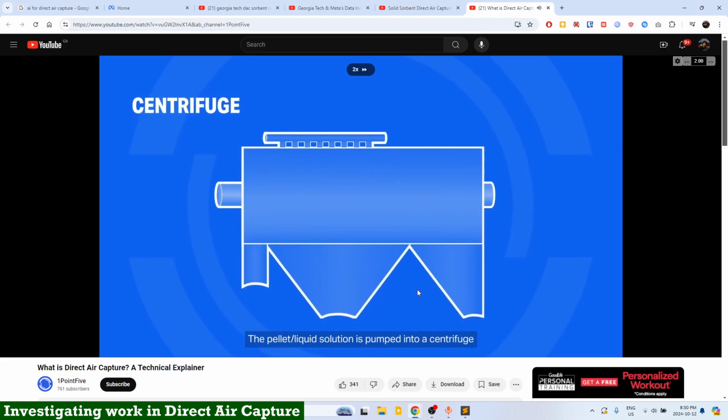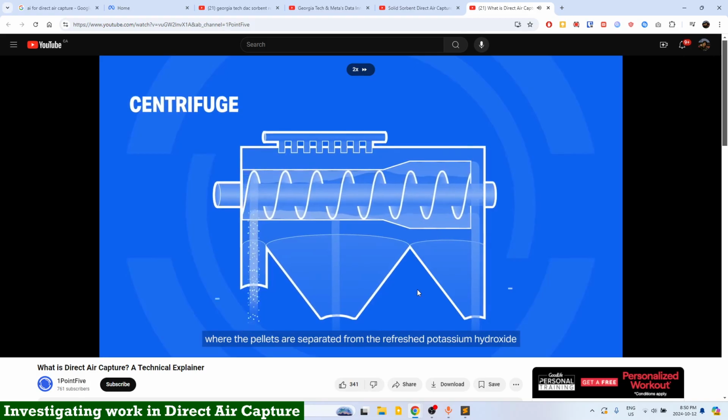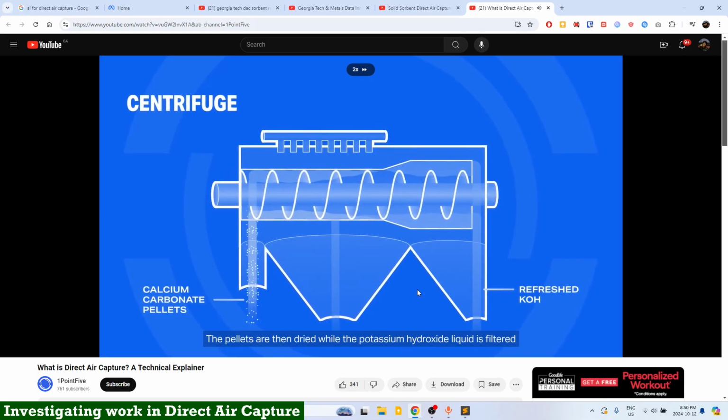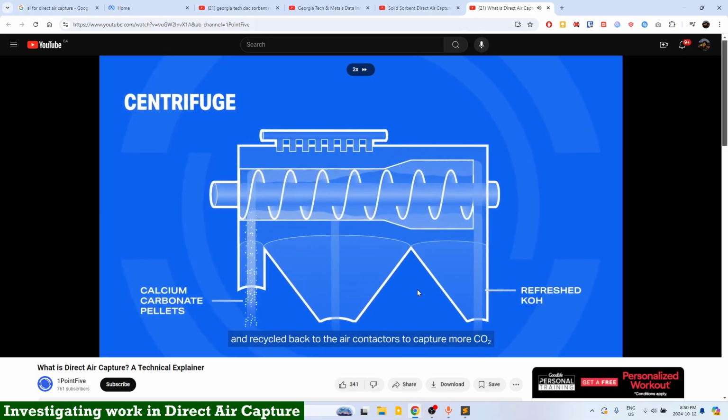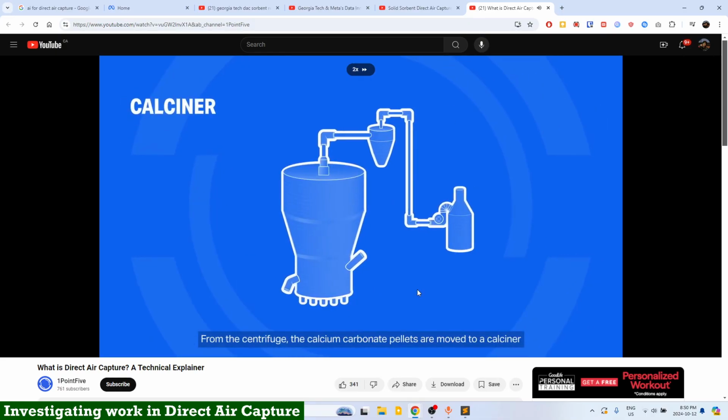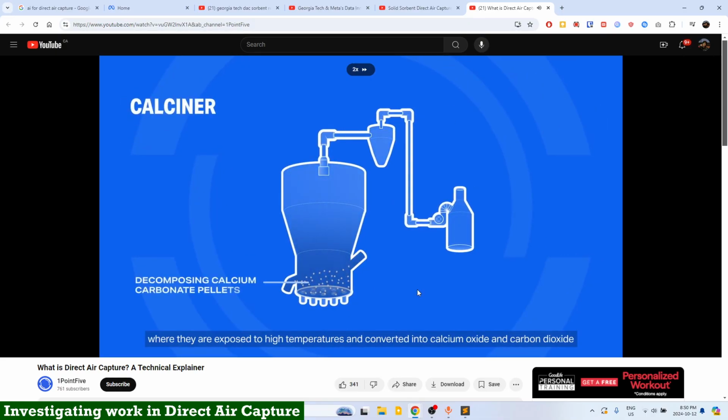The pellet liquid solution is pumped into a centrifuge, where the pellets are separated from the refreshed potassium hydroxide. The pellets are then dried, while the potassium hydroxide liquid is filtered and recycled back to the air contactors to capture more CO2. From the centrifuge, the calcium carbonate pellets are moved to a calciner, where they are exposed to high temperatures and converted into calcium oxide and carbon dioxide. The captured carbon dioxide is sent off to be compressed and either stored or utilized.